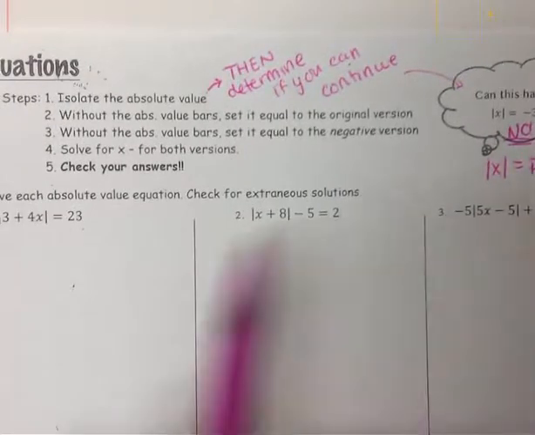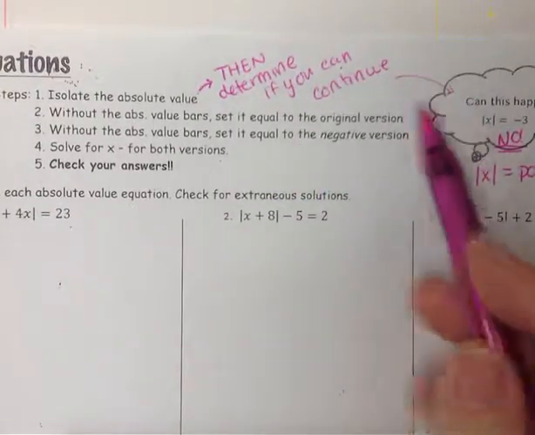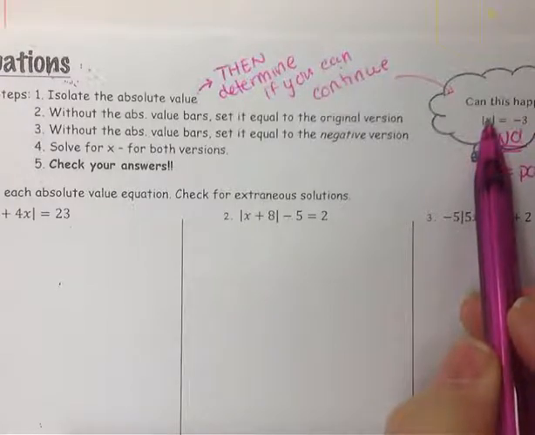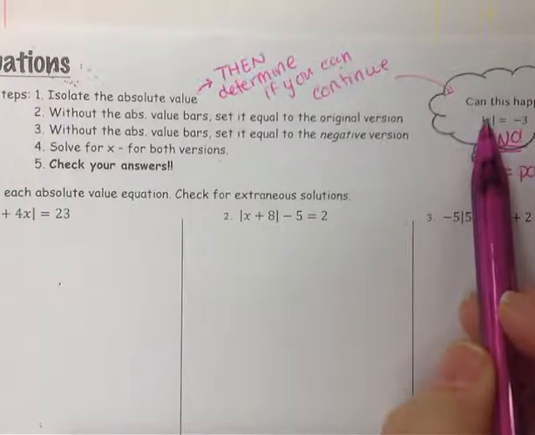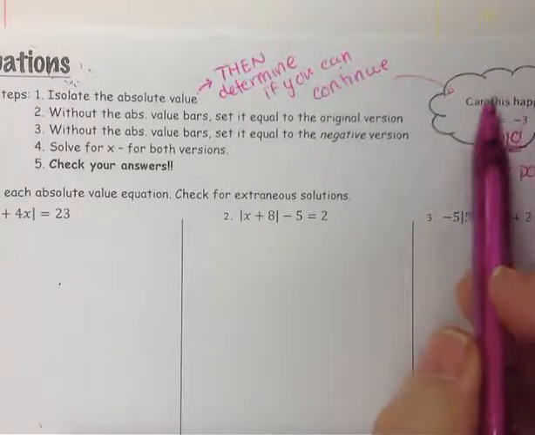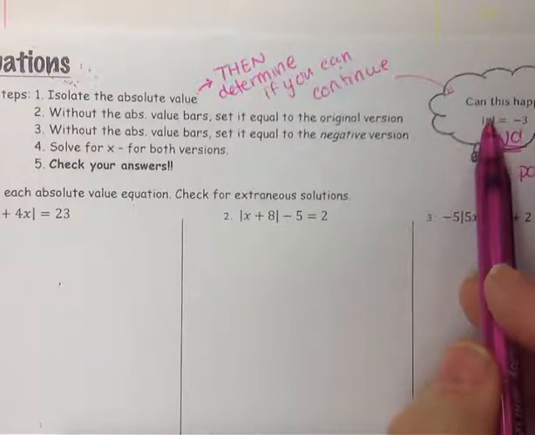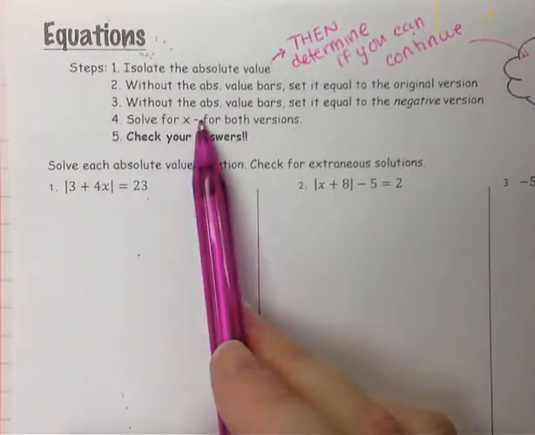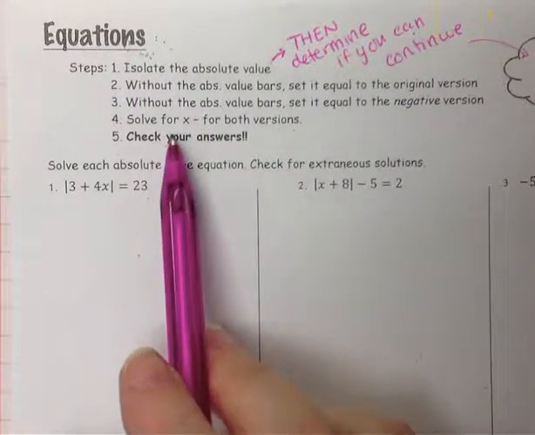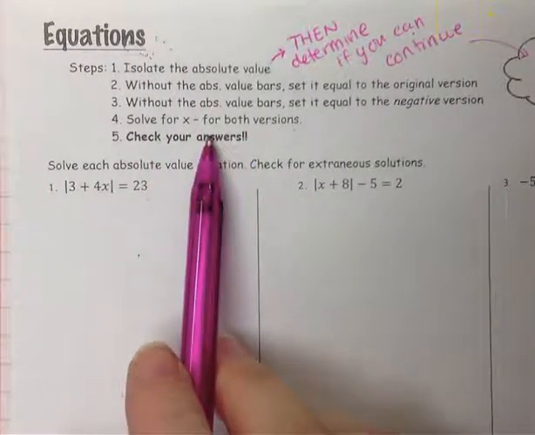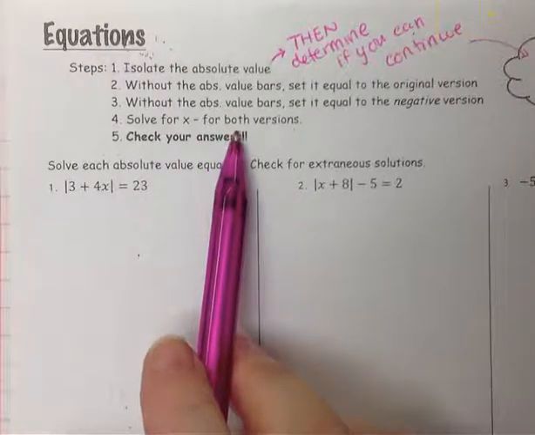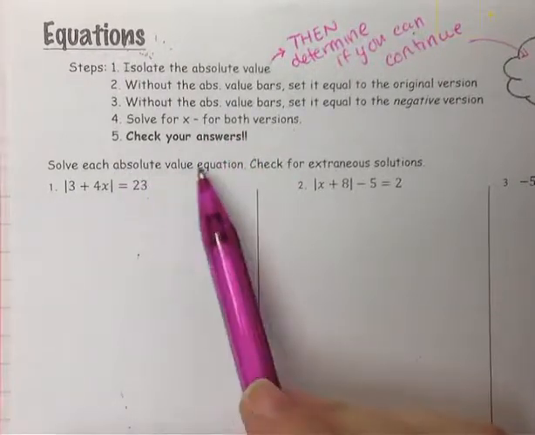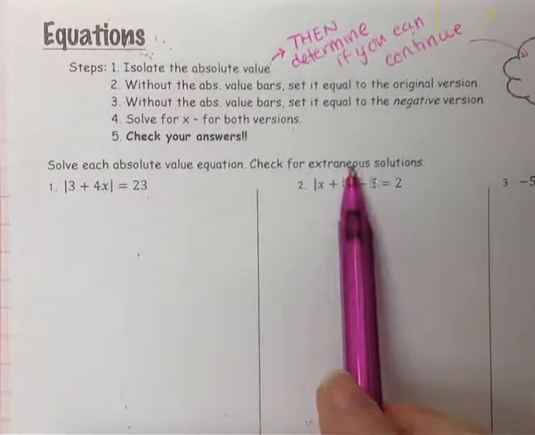So we're going to take the absolute value bars away, because we want to know what value in here could give us a positive value. The absolute value of a positive will give you the positive. The absolute value of the negative will also give you a positive. So we want to know what two values could potentially be in here that'll give us the same answer. We're going to solve for x in both versions, and then we have to check our answers.